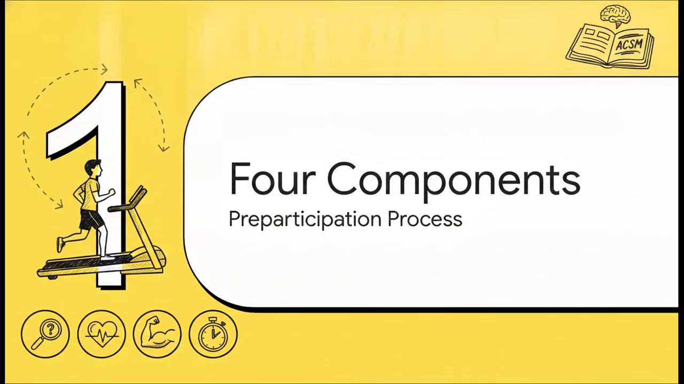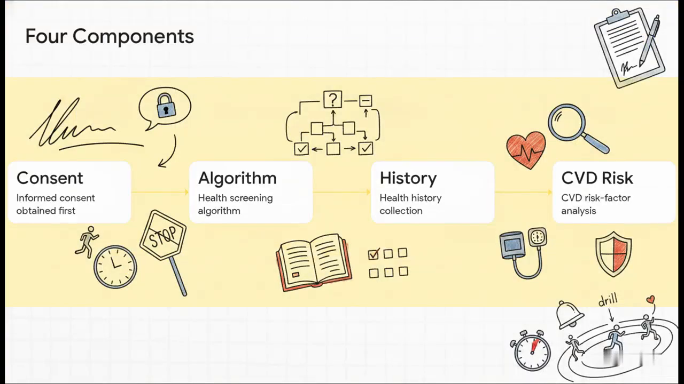This is the foundational framework of the whole pre-participation process. So, here are your 4 main pillars: consent, the algorithm, history, and CVD risk. Now here's the kicker. Informed consent must happen absolutely first. Before you gather any info, before you do a single test, this ethical and legal mandate has to be met. And it's not just handing them a piece of paper. It requires a verbal explanation where they have time to ask questions, all while being completely HIPAA compliant.